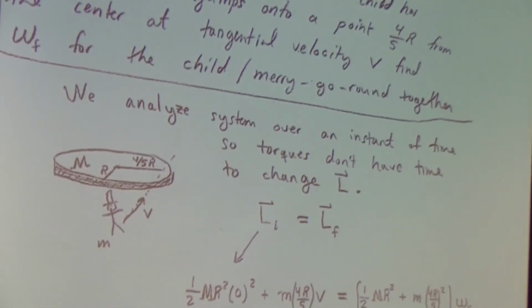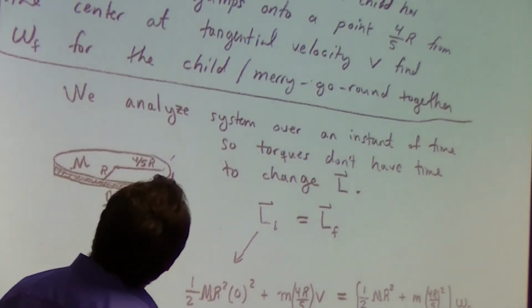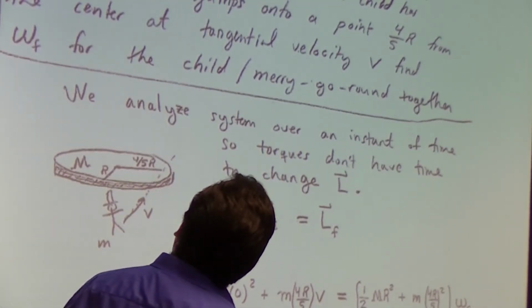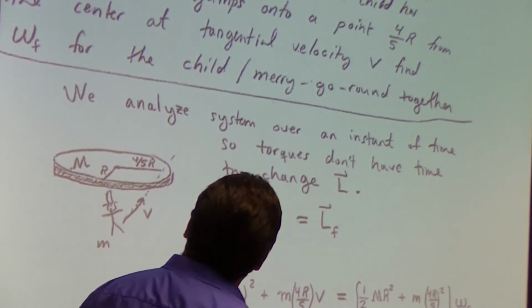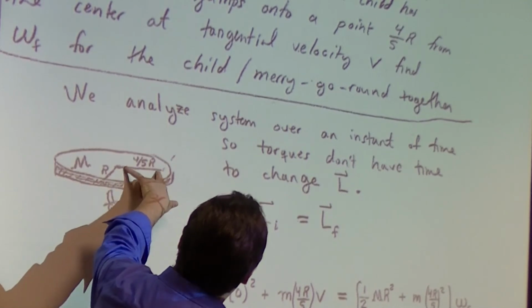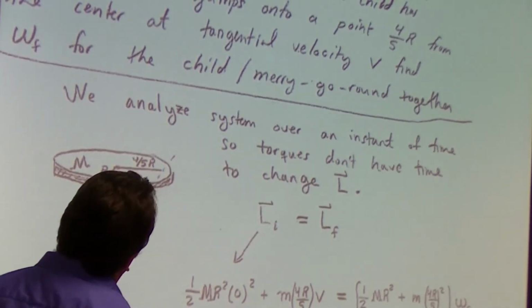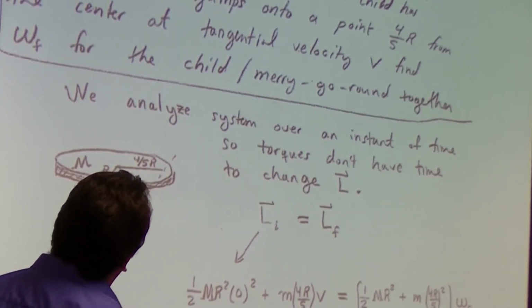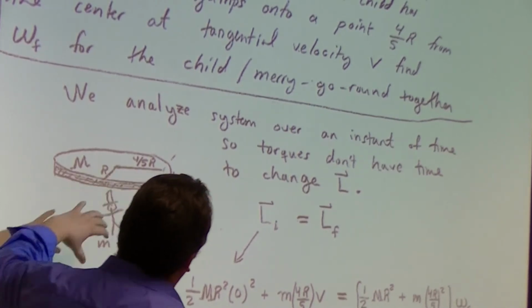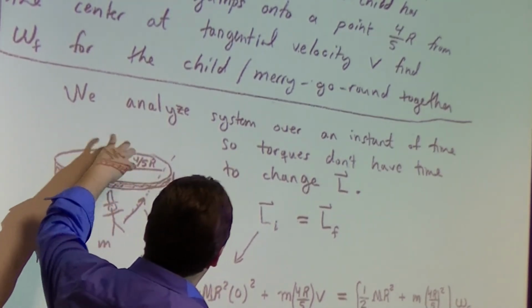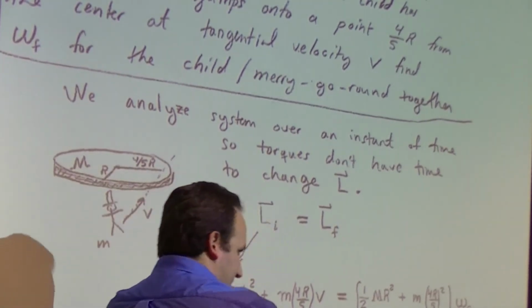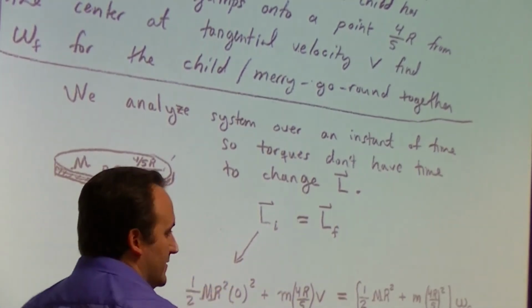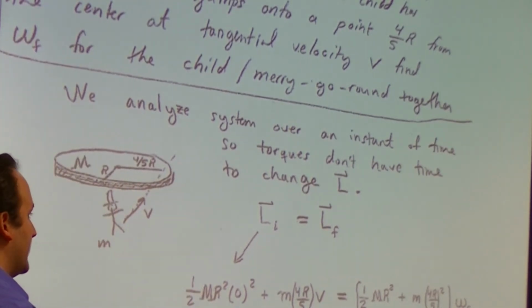So here's another one. Suppose a child jumps onto a merry-go-round. The disk has radius r and mass m. If the disk spins horizontally, the child has a mass m and jumps onto the point like 4/5 of the way out from the center, with tangential velocity v. Find the omega sub f for the child and merry-go-round together. So I'm assuming initially that the merry-go-round is not spinning. So basically the child runs up, jumps onto the thing, and then it starts spinning as a consequence of him jumping on. The question is how fast is it going to spin?